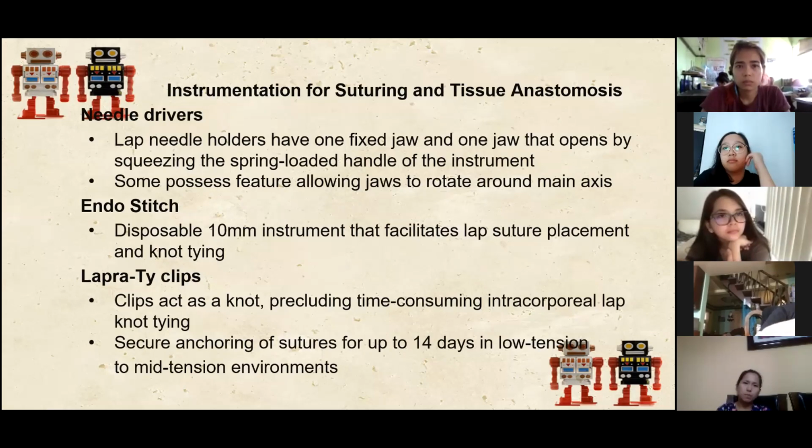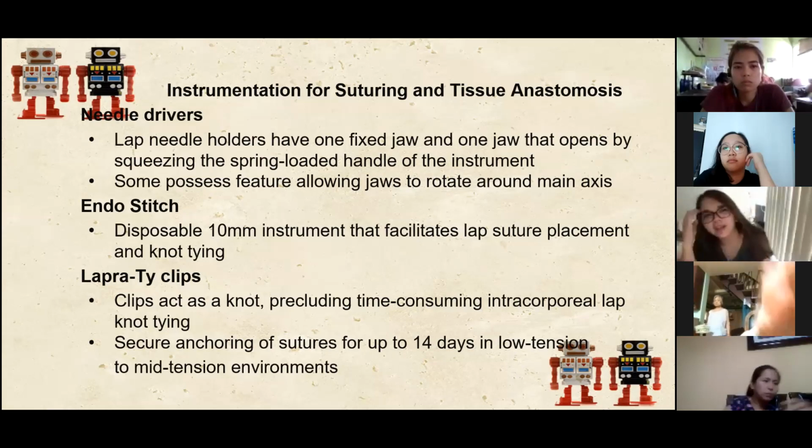So for your instrumentation for suturing and tissue anastomosis, you have your needle drivers. Lap needle holders have one fixed jaw and one jaw that opens by squeezing the spring-loaded handle of the instrument. Some possess features allowing the jaws to rotate around the main axis. And your articulating needle drivers aid in obtaining more optimal suturing angles with the needle.